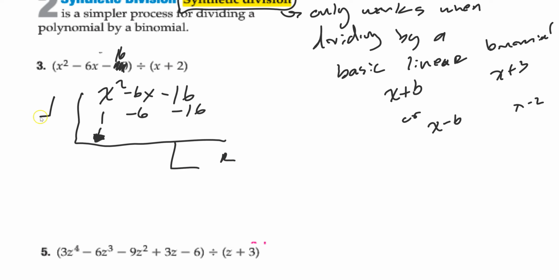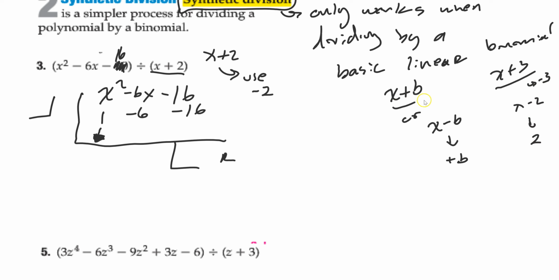Now what we're going to do is put a box on this side. What goes here is the opposite of what you're dividing by. So this is x plus 2. It's kind of like inside opposite. We're going to use negative 2. So if I had x plus b, we'd use negative b, and if we had x minus 3, we'd use positive 3. So use the inside opposite.